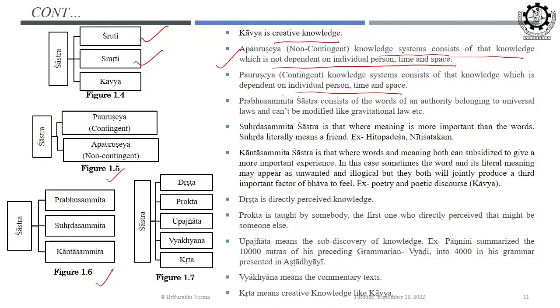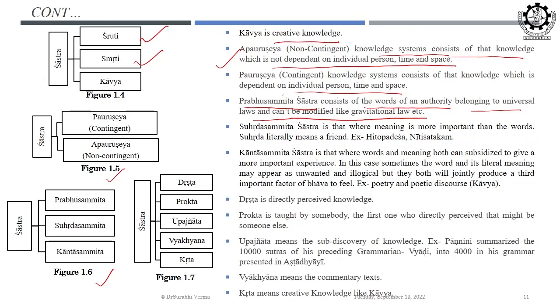So, the question of relevance can be a part of Paurusheya Shastra, but it is inapplicable in the context of Aparusheya Shastra. Next, in the next diagram, figure 1.6, we have the classification of the Shastra into Prabhu Samhita, Suhrad Samhita and Kanta Samhita. This is a very interesting classification. When we deal with the Prabhu Samhita Shastra, it says that the words of an authority which belong to the universal laws and can't be modified, like the gravitational law, become Prabhu Samhita.